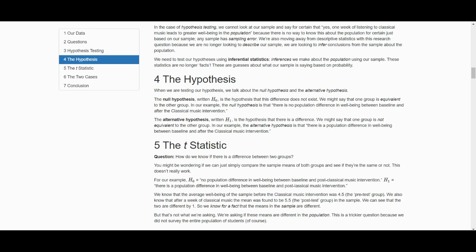We're also moving away from descriptive statistics with this research question, because we're no longer looking at ways to describe our sample. We're looking at ways to infer conclusions from the sample about what the population is. So we need to test our hypothesis using something called inferential statistics. These are inferences we make about the population using our sample. These statistics are no longer facts per se. They're guesses about what our sample is saying based on probability.